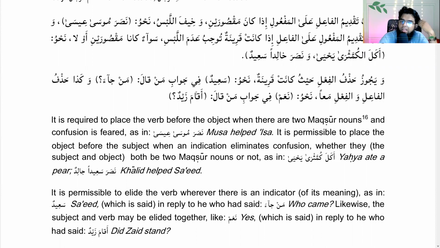For example, man qala aqama Zaidun. Did Zaid stand up? You can say naam. You can delete both of them and say naam. Or you can reply fully also. You can say naam qama. This is fine. Obviously, this is some general rule.